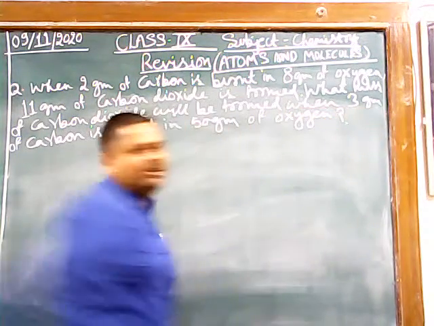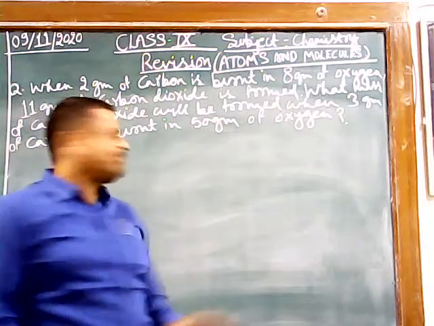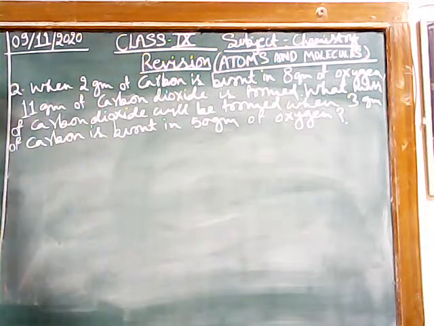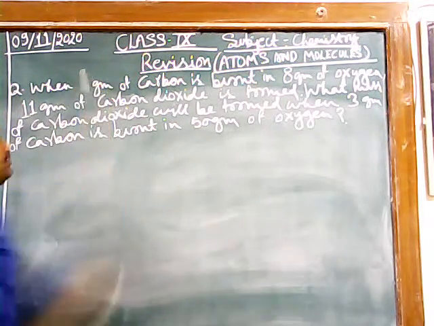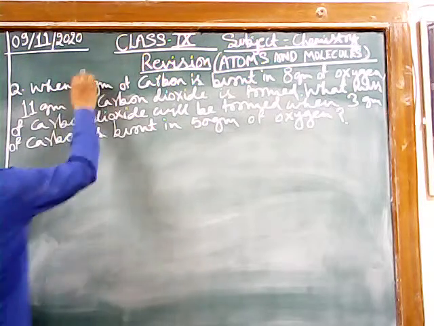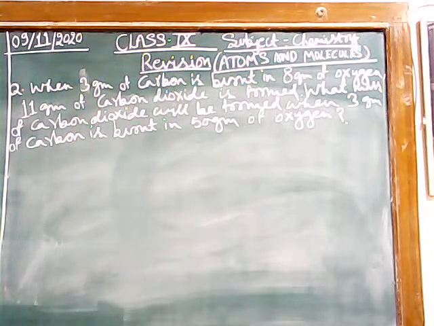Let us read questions thrice. When 3 grams of carbon is bonded in 8 grams of oxygen, 11 grams of carbon dioxide is produced. What mass of carbon dioxide will be formed when 3 grams of carbon is bonded in 50 grams of oxygen? Okay?